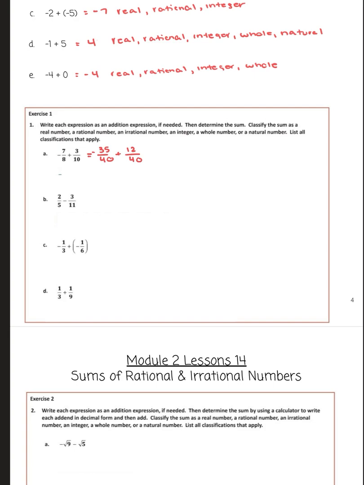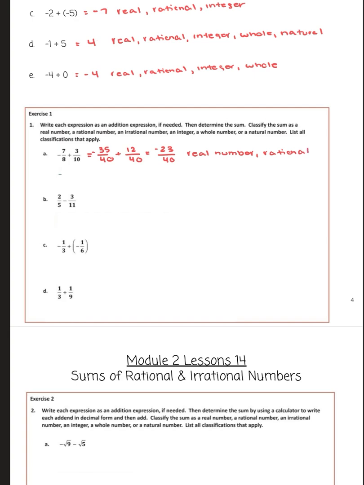We get negative 35 over 40 plus 12 over 40, which gives me a negative 23 over 40. So that is a real number and rational.